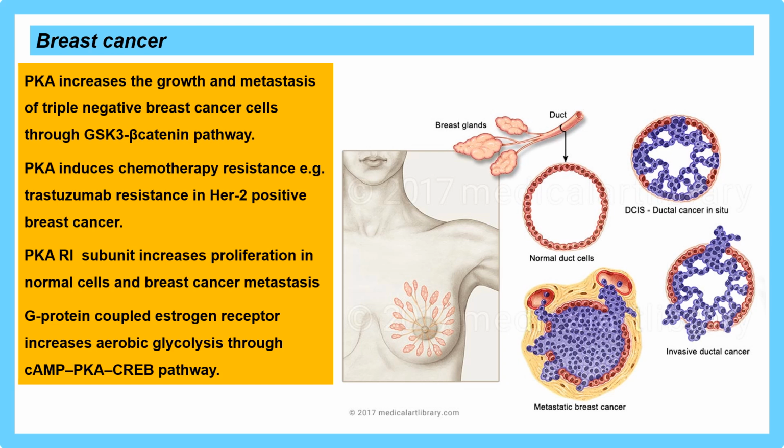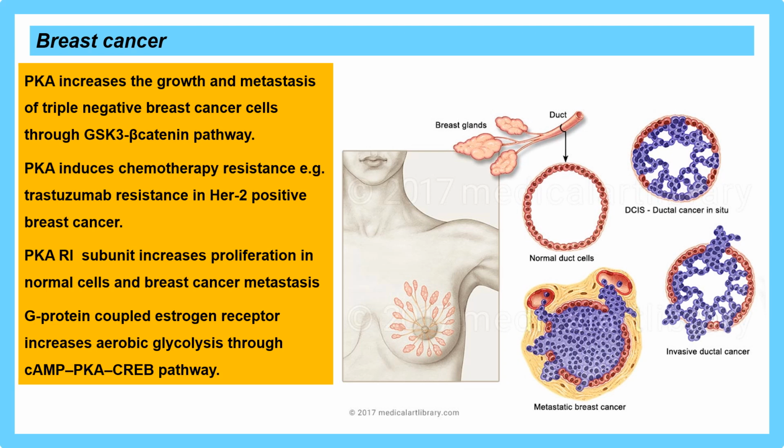Now with breast cancer, so breasts, these are the mammary glands that produce the milk via structures called lobules. So this is the area where milk is being secreted, and then they join together to form structures called ducts. And you can see with this image over here, you've got the normal ducts, and then there's growth and growth and growth until it forms metastatic. So what causes the growth of metastatic is PKA, especially in a type of cancer called triple negative breast cancer. And this is via another signaling pathway called the GSK beta-catenin pathway.